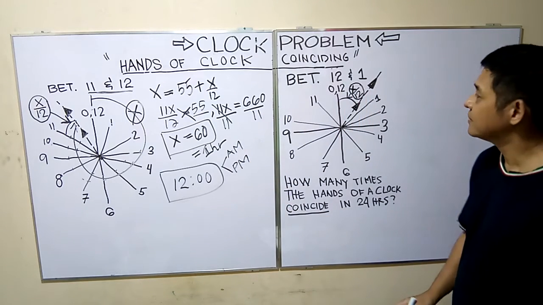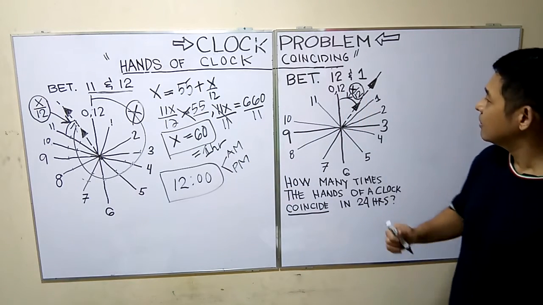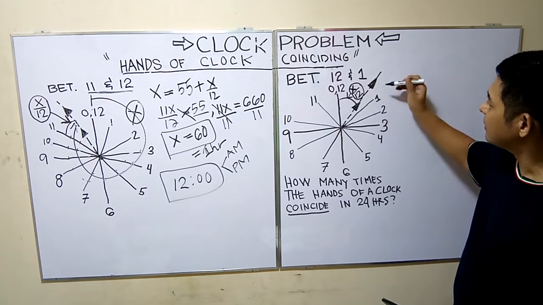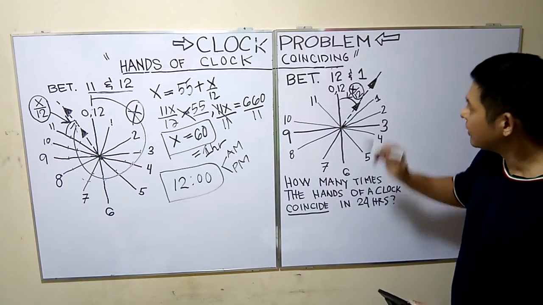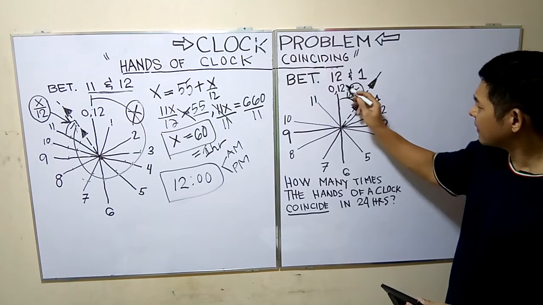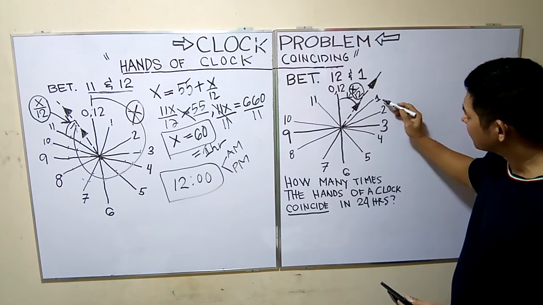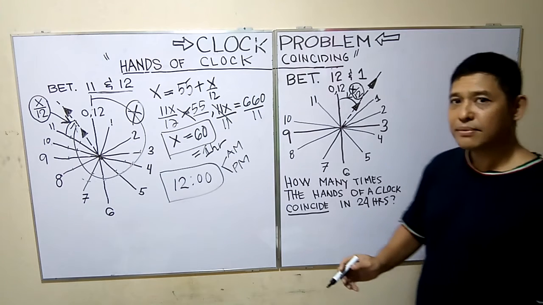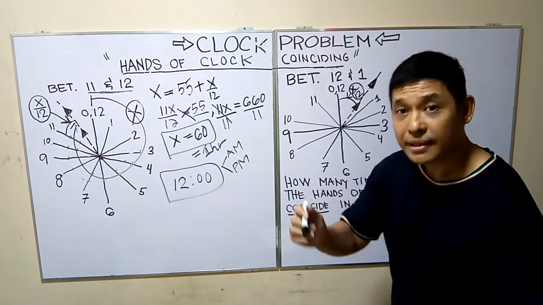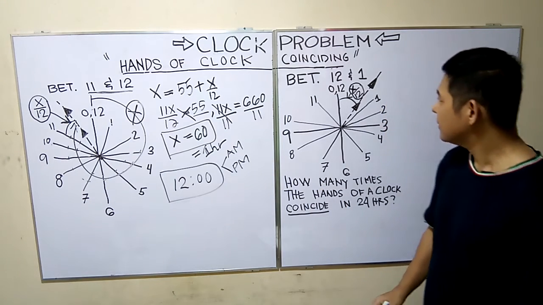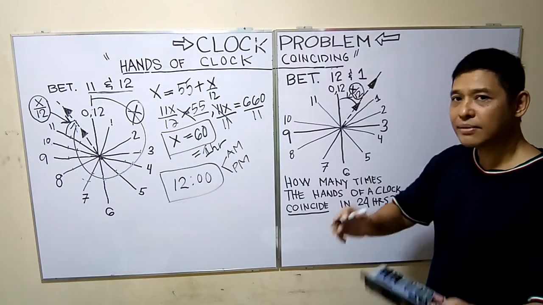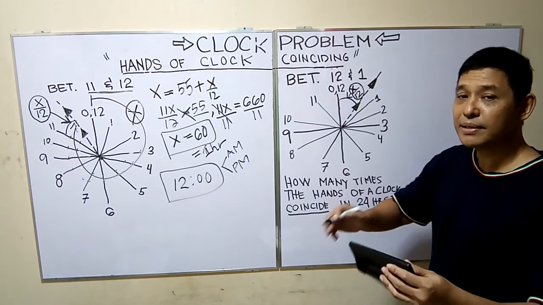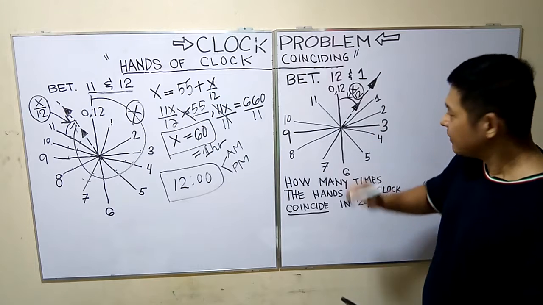Between 12 and 1. So, ibig kong sabihin yung location ng minute hand at saka hour hand nasa pagitan ng reference point and 1. So, pagka ganito po yung question, medyo tricky siya eh. Kasi yung number of minute o yung X, ito yung number of minute ng buong clock. Ito rin po siya.